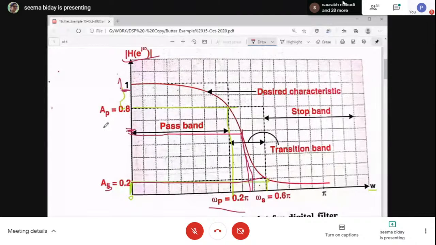So at this point, I want 1 by root 2. That is called the cutoff frequency. Rahul Thorat, have you understood? Rahul, to answer, have you understood? Yes. The definition of cutoff frequency.